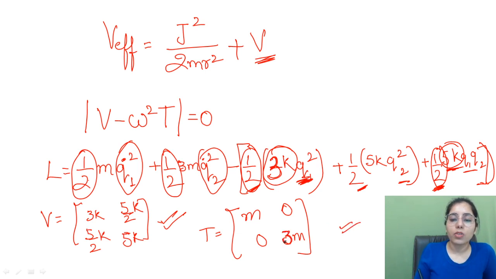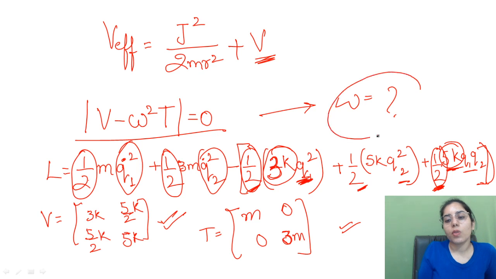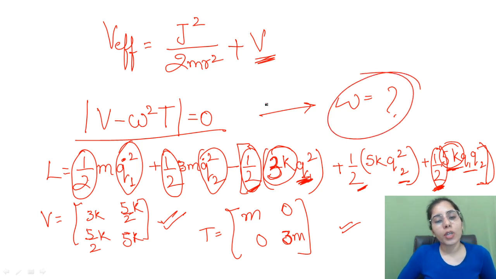Now for the next step, just put these matrices here, then get the value of omega, and they will be the frequencies of normal modes. That's how you need to proceed. It's quite easy, every one of you will be able to do it in this manner, okay.